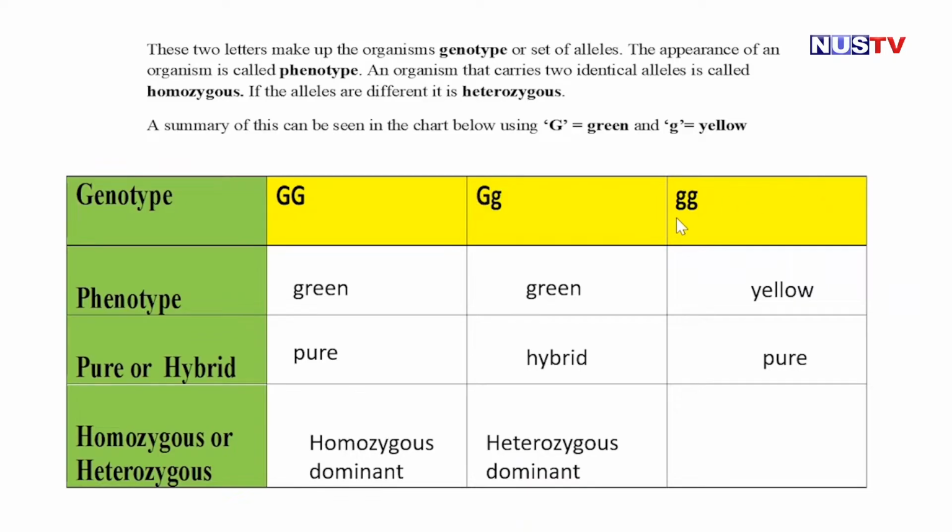The last one is small letter g, small letter g, homozygous or heterozygous. Answer is homozygous recessive. Reason, same, small letter, recessive, 2 small letters. The only recessive here, 2 small letters, yellow.